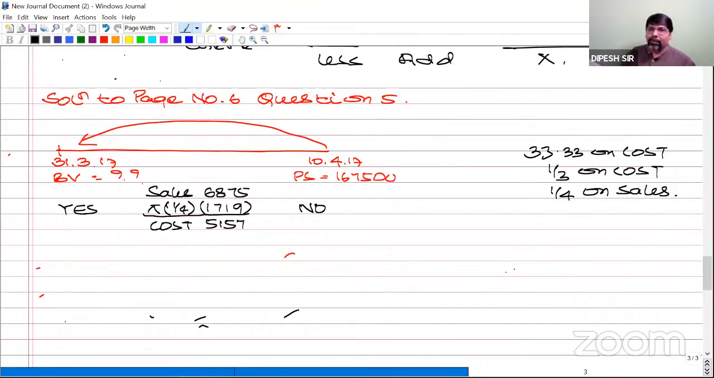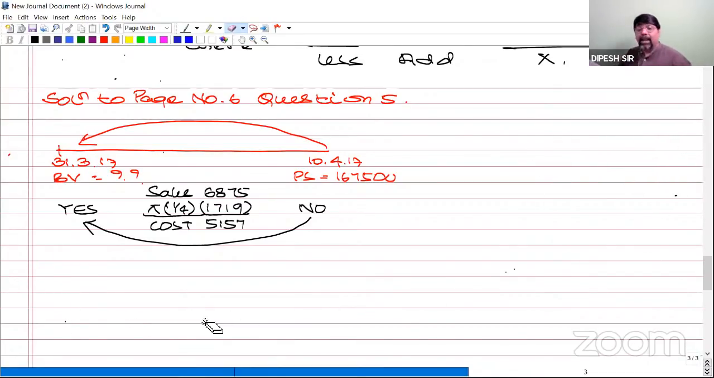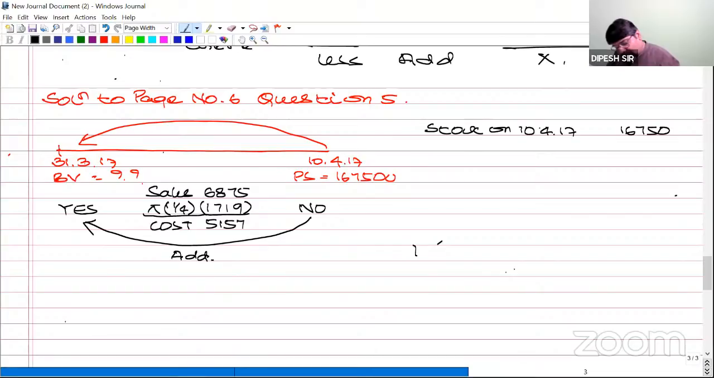So I'm moving from no to yes. No to yes, you will add or subtract? No to yes, you will add. That means stock on 10th April 2017, 167,500. Add cost of goods sold, COGS, 5156.